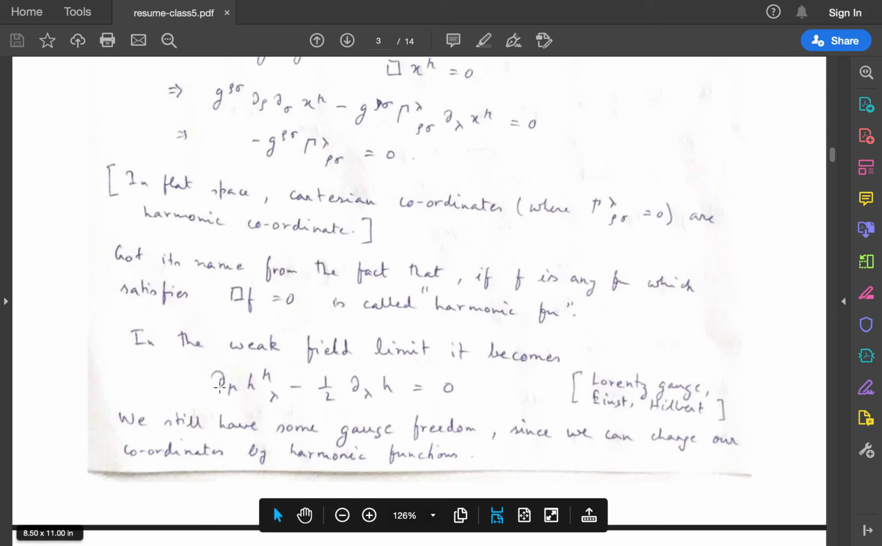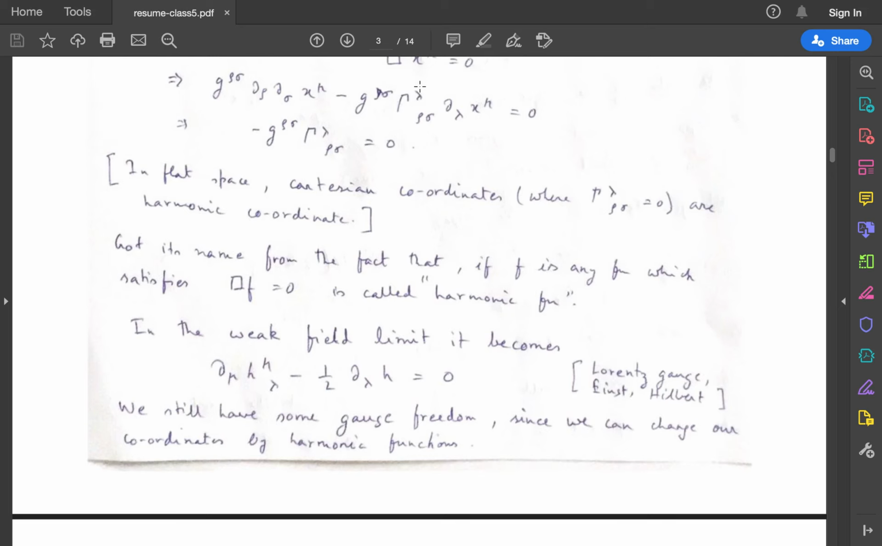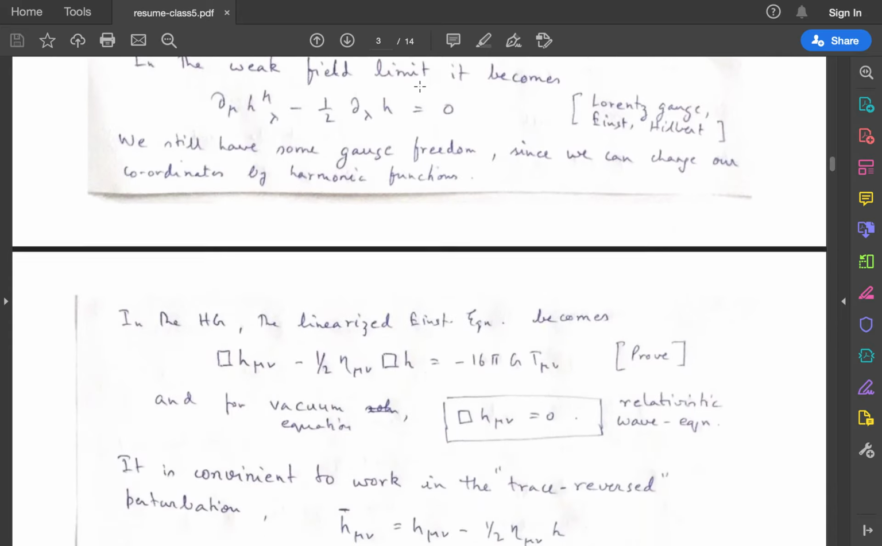But even with this gauge condition, we still have a gauge freedom. How? Remember, we can change our coordinates by harmonic functions. If I add some harmonic function here, the gauge condition will remain the same. The gauge will remain satisfied under that type of transformation. So remember, there is still one freedom left after fixing the gauge.